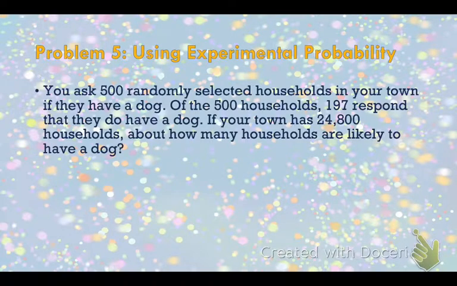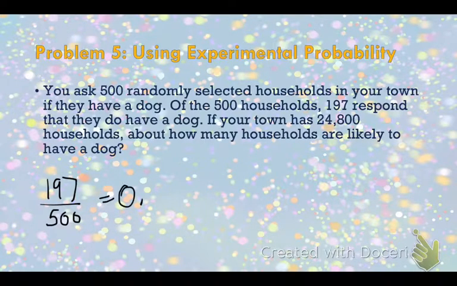You ask 500 randomly selected household guests in your town if they have a dog. Of the 500 households, 197 respond they do have a dog. If your town has 24,800 households, about how many are likely to have a dog? So what's the application here of taking a small sample group and then relating that to a larger population? The number of people that own a dog was 197. The number of people they asked was 500.